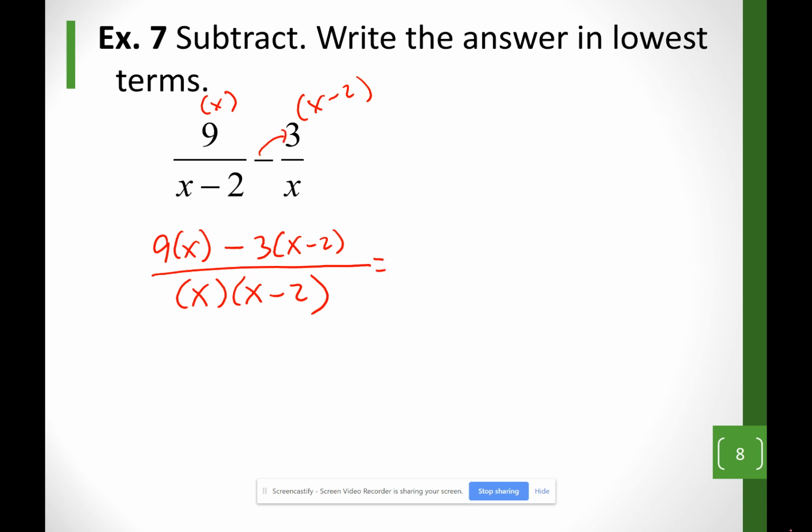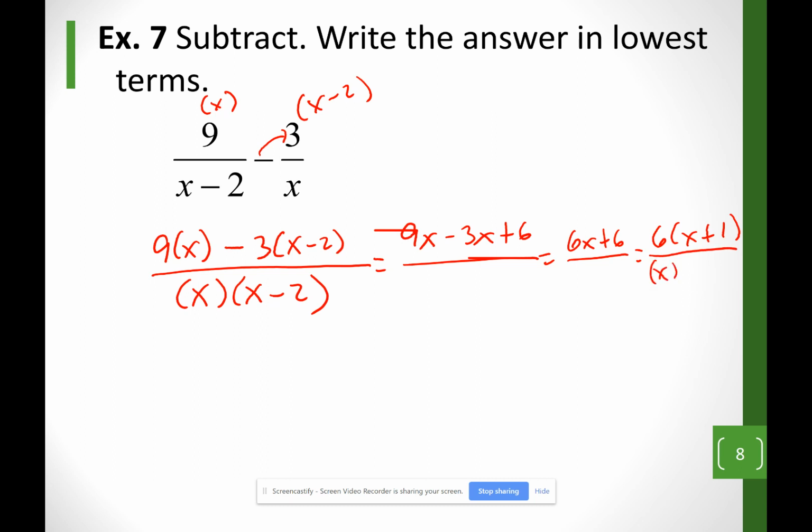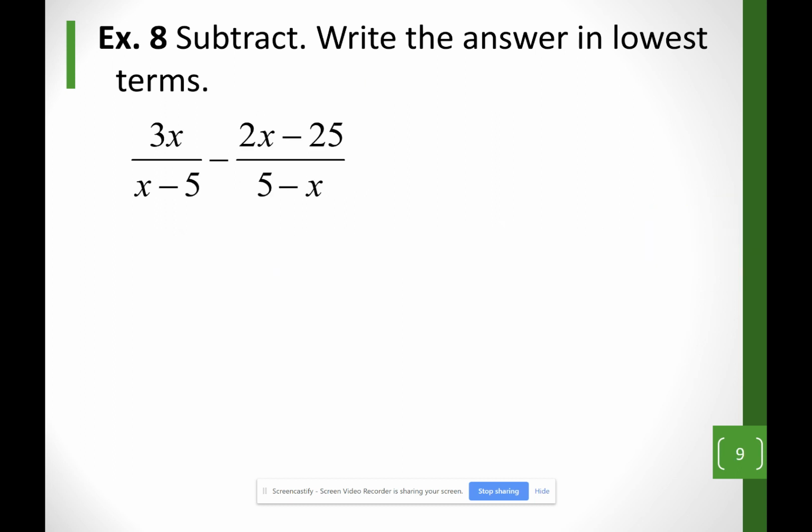Okay. Just looking at the top, I have 9x minus 3x plus 6. That simplifies to 6x plus 6. I can factor a 6 out, and I have x plus 1. Looking at the bottom, I have an x and an x minus 2. Nothing cancels out, so that's pretty much it.